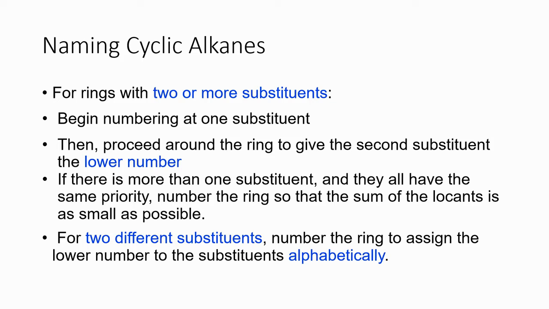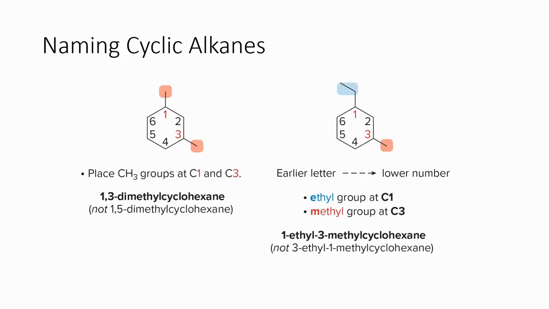So we'll look at some of these examples. So if there's just 2, then we worry about alphabetical. If there's 3 or more, then we care about lowest number. Also with alphabetically, we also care with lowest number, but that helps us pick which one's first. So kind of like last time, just a little bit different because it's a ring. So let's look at some examples, and then there's one to practice.